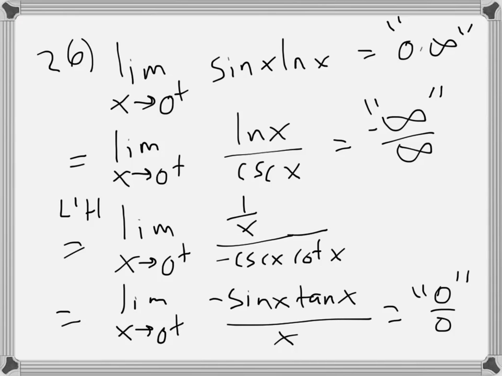However, the x will disappear if we do this again, although it is going to require the product rule on the top. So let's try that. So we'll go ahead and do that on the next slide. So our numerator is negative sine tangent. So if I use the product rule, let's just leave the negative out of everything. Sine goes to cosine.